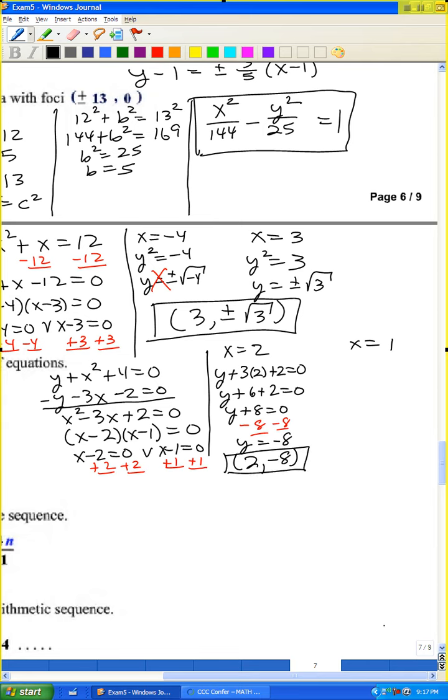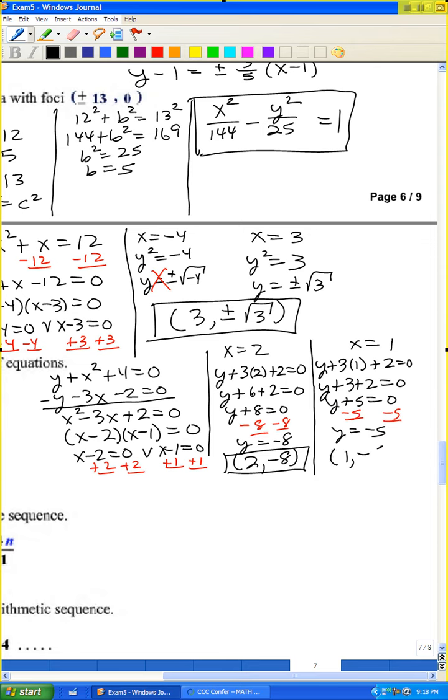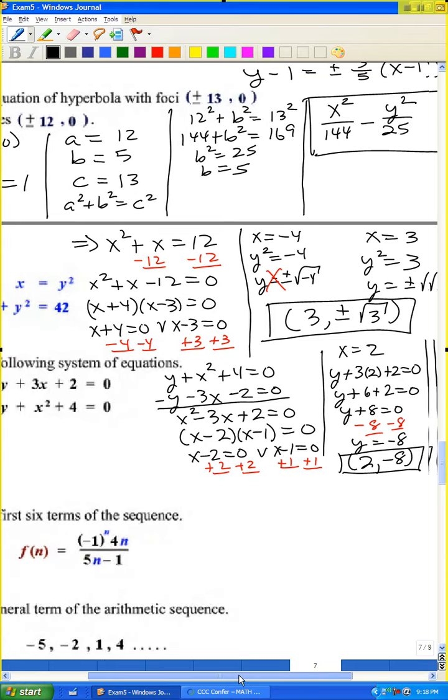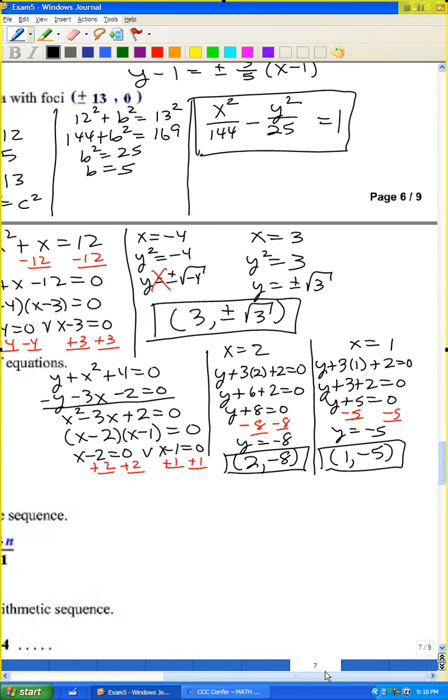Let's try to figure out the other point of intersection. And so y plus 3 times x plus 2 is 0. y plus 3 plus 2 is 0. y plus 5 is 0. Subtract 5 from both sides of your equation. So y equals negative 5. So the other point of intersection is 1, negative 5. And so the intersection of this line and parabola are these 2 points.